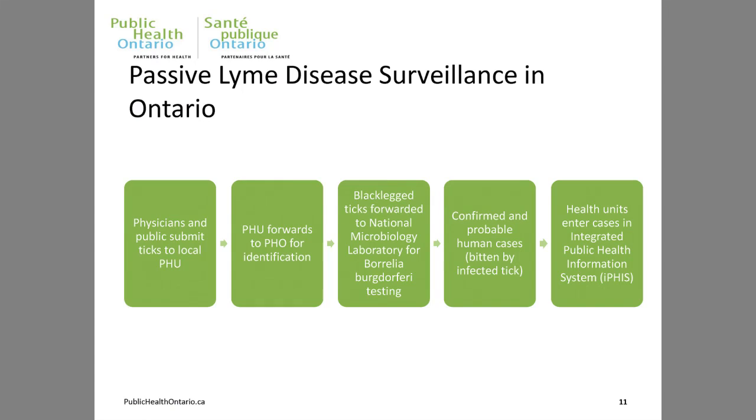So what do we do in Ontario? Dr. Arden did this really well, so I won't get into the nitty-gritty, but we have passive surveillance. Right now, if you have a tick on you, you can take it to your local health unit or your local physician, and you can submit it to us. At our public health laboratory, we'll identify it. If it is a black-legged tick, it goes off to the national lab in Winnipeg, where they do their testing and confirm whether or not it has different pathogens in it.